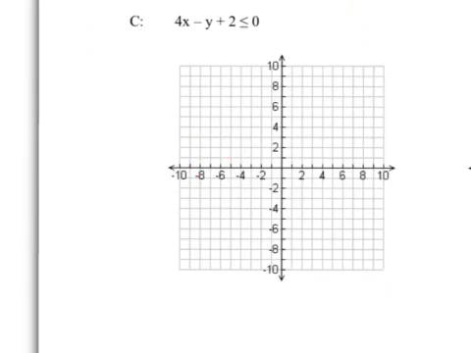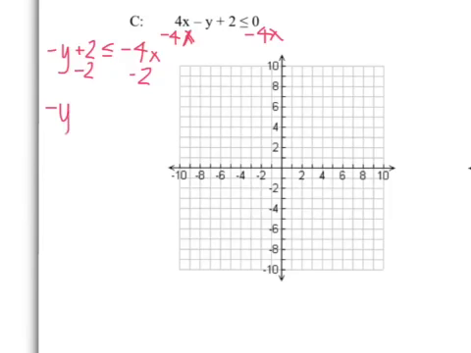Okay, when you do C, you have to get y by itself. So we need to subtract a few things. I'll start off with subtracting the 4x from both sides. So I have negative y plus 2 is less than or equal to negative 4x. 0 minus 4x is just negative 4x. Then let's subtract the 2. So negative y is less than or equal to negative 4x minus 2.